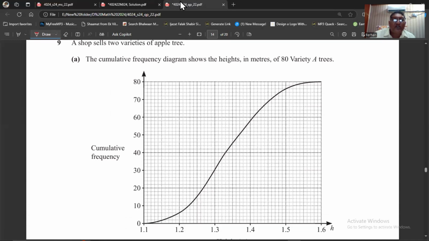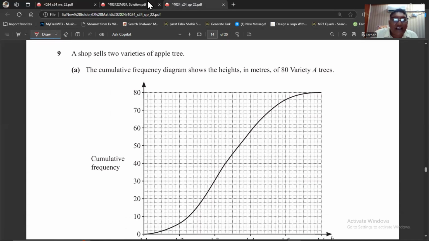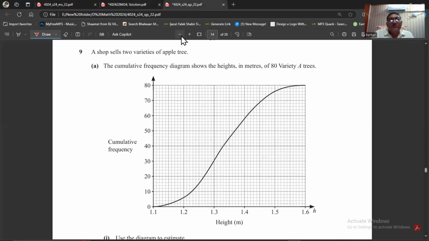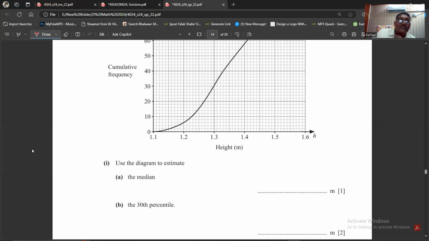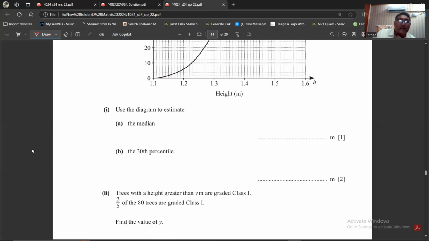Okay, so here we are on the question number 9. He says a shop sells 2 varieties of apple tree. The cumulative frequency diagram shows the heights in meters of 80 variety A trees. So this is basically a cumulative frequency curve for the type A trees. On the x-axis, we have the height of the tree, and on the y-axis, we have the cumulative frequency. They want me to use the diagram to estimate the median and the 30th percentile.